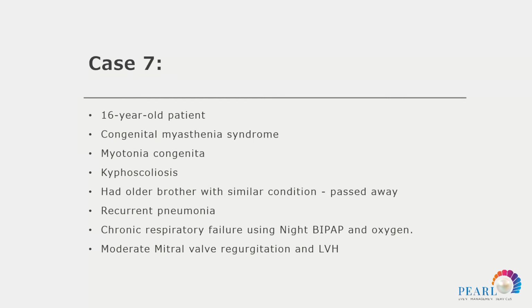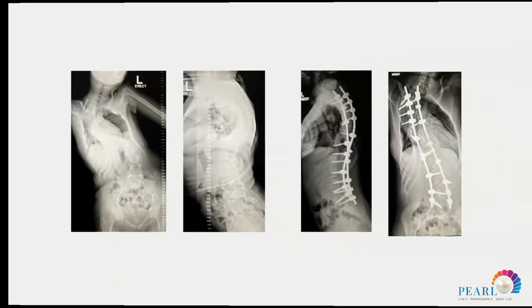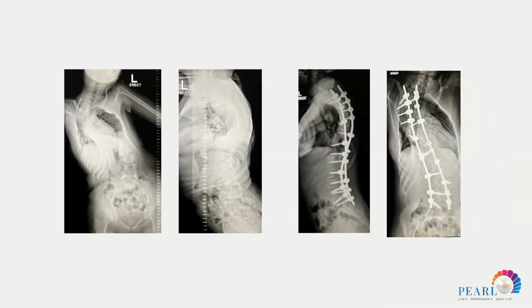16-year-old patient with congenital myotonia, myotonia congenita, kyphoscoliosis. She has a brother who passed away from the same disease, recurrent pneumonia, and chronic respiratory failure. Very smart patient. She has very severe curve from the cervicothoracic area to the lumbar area, and very severe kyphosis and imbalance. She can walk, but she walks without any balance. And this is the X-ray after the surgery.